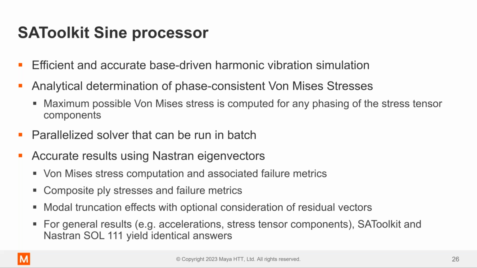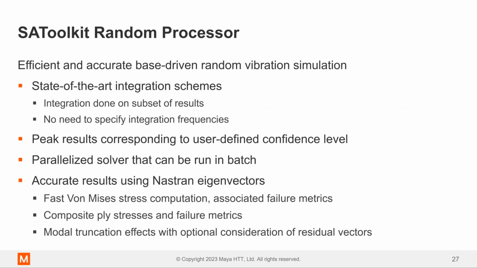It can compute von Mises stresses and associated failure metrics. It does the composite ply stresses and failure metrics, handles modal truncation with residual vectors, and it gives the same exact results as Nastran Solution 111, or at least for the results that Solution 111 is capable of spitting out. We are able to do a few results it can't handle.